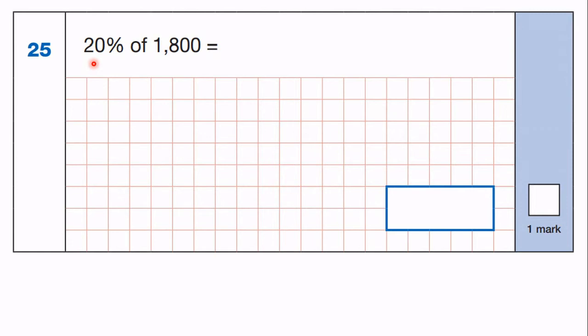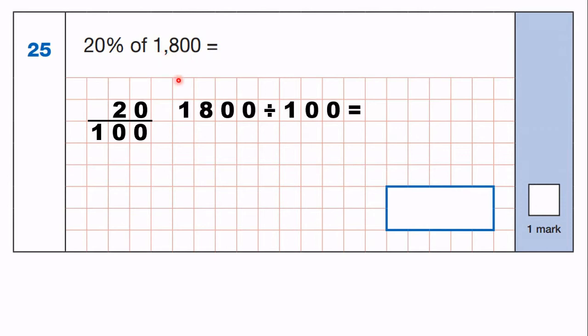Question 25. Find 20% of 1,800. We know that a percentage is just a fraction over 100, and we can find a fraction of a number by dividing by the denominator, then multiplying by the numerator. So let's start by dividing 1,800 by 100. That's 18, because we can cancel our end zeros, and 18 divided by 1 is 18. Now we need to multiply that by the numerator.